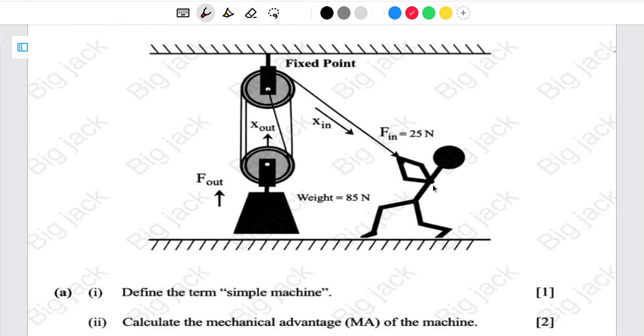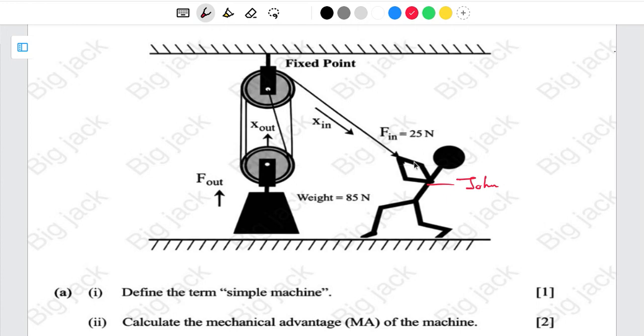So we have Johnny here. If you are Johnny, you're not the one who is doing this one. I'm just giving it as an example. So we have Johnny who is lifting this metallic block weighing 85 newtons with a force of 25 newtons, which is making sense because Johnny is putting less effort to overcome a big load or weight.